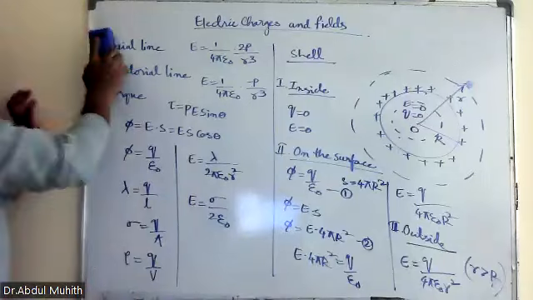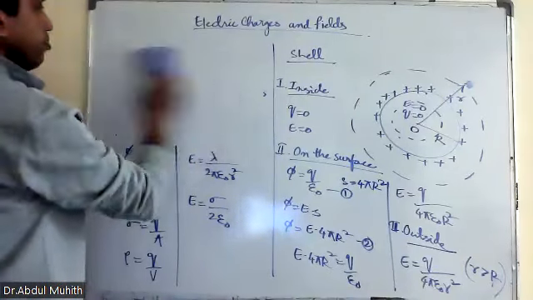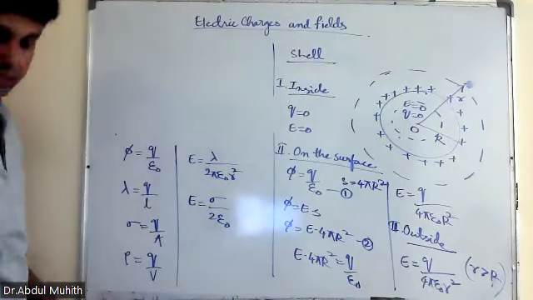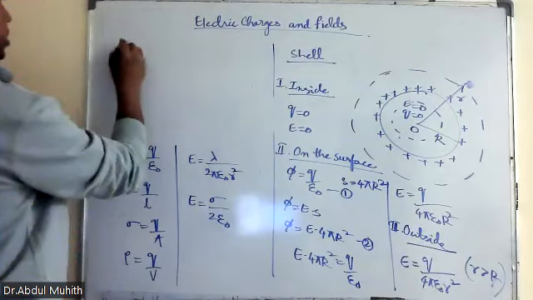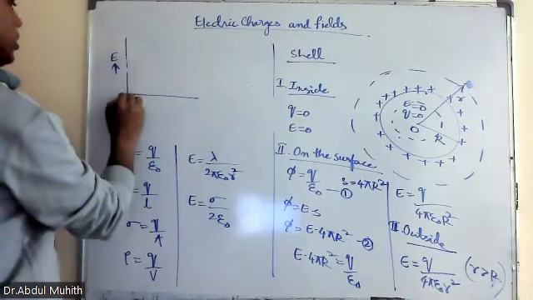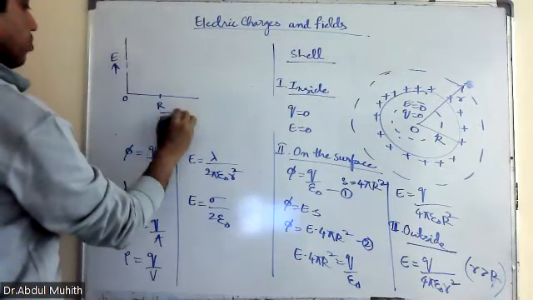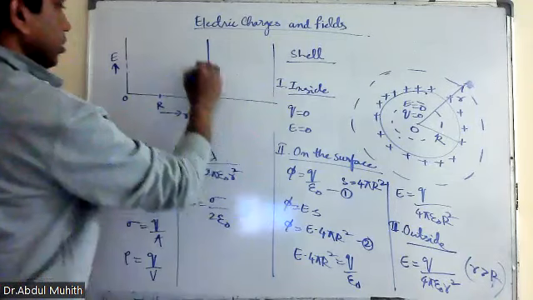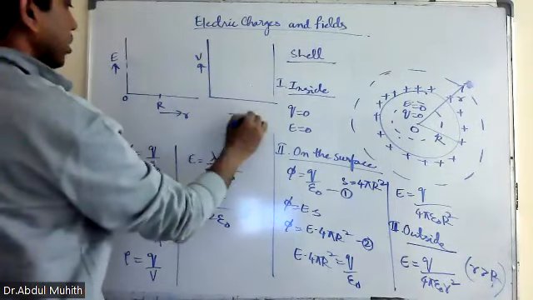No. So I will draw a graph for this, which is important, maybe for a one-marker question they can ask in the exam. Suppose this is the electric field versus distance, where this is R and this is small r. And the second one is electric potential versus R.